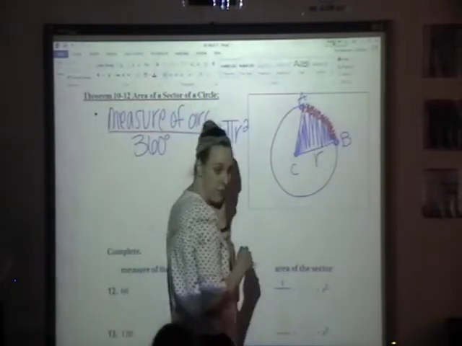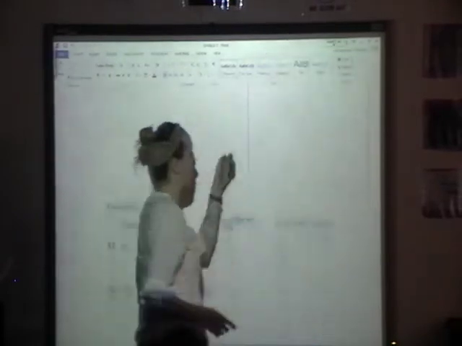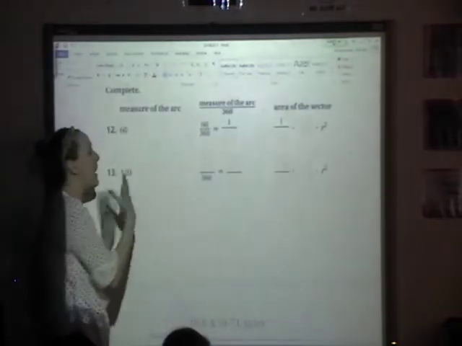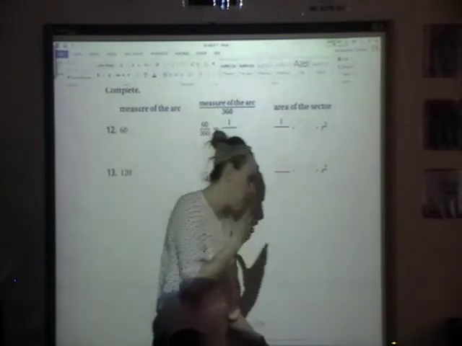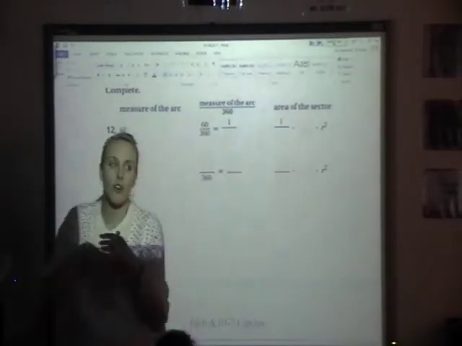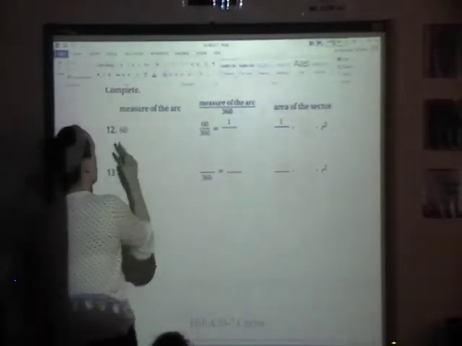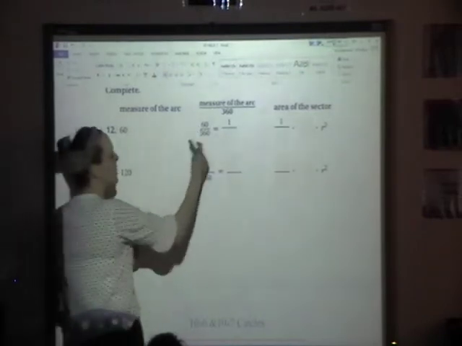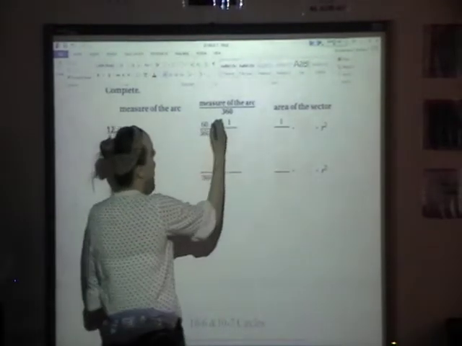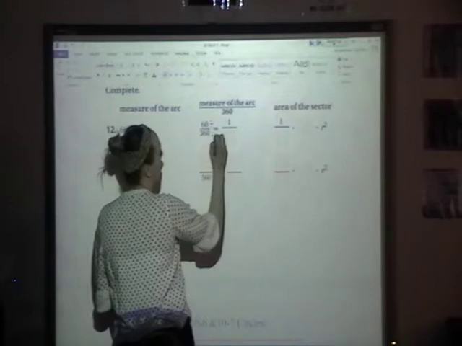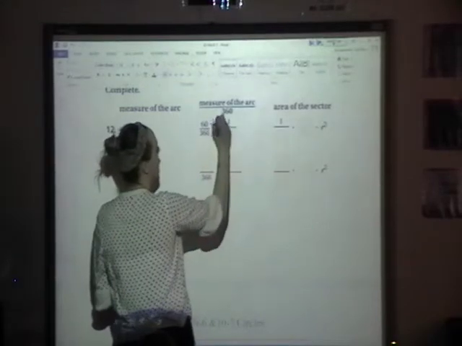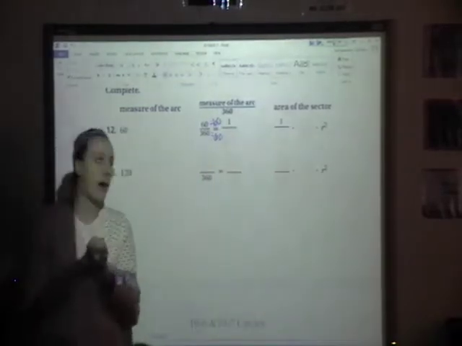So here's just an example. If I give you the measure of the arc, we're just talking about our beginning portion, the measure of arc over 360. So the measure of the arc is 60, so we're going to put 60 over 360. And they were able to simplify both of those by 60, because 60 goes into the top and 60 goes into the bottom.